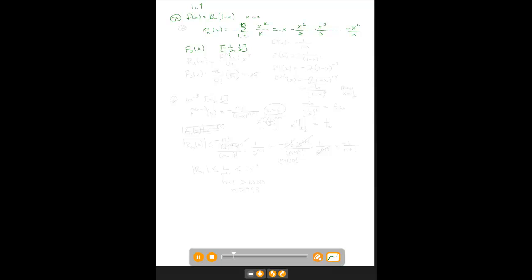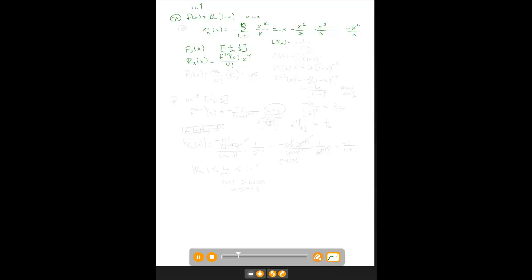Okay, so I need the remainder. R sub 3 is going to be the fourth term. So it's going to be this. And c is between 0 and x. Computing that derivative, okay, we have to go all the way down and get to the fourth derivative. Nice. And they just told us what that was, but we'll go ahead and do it.